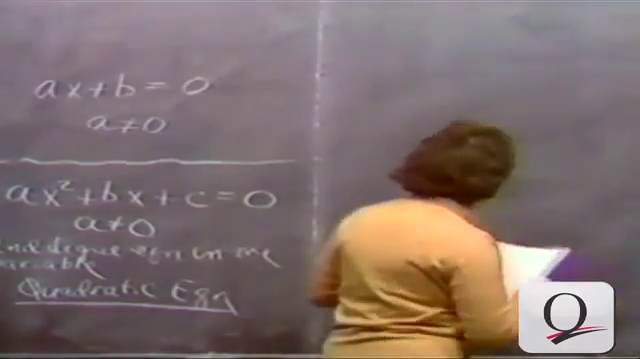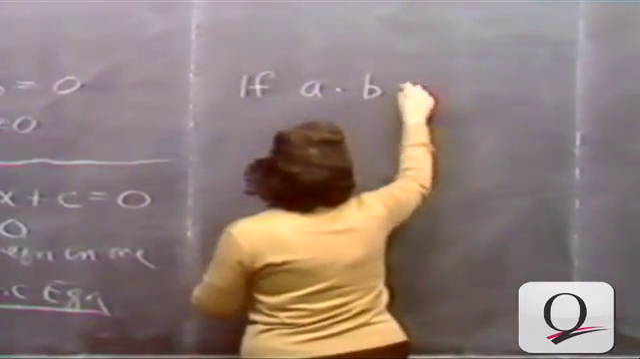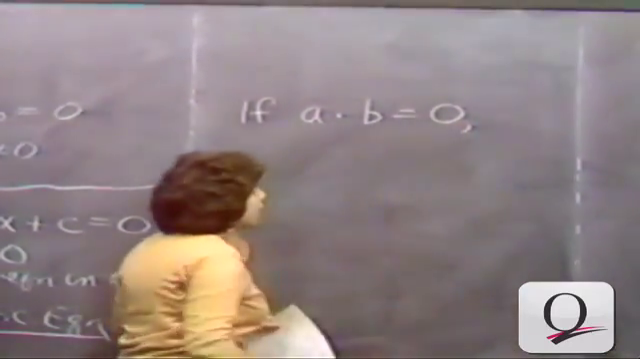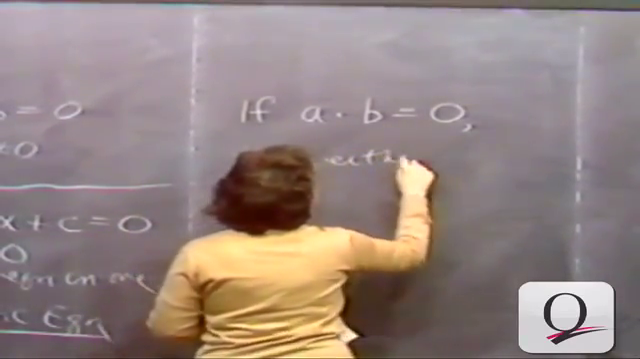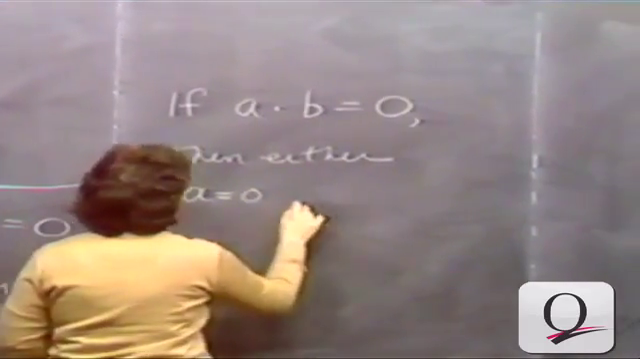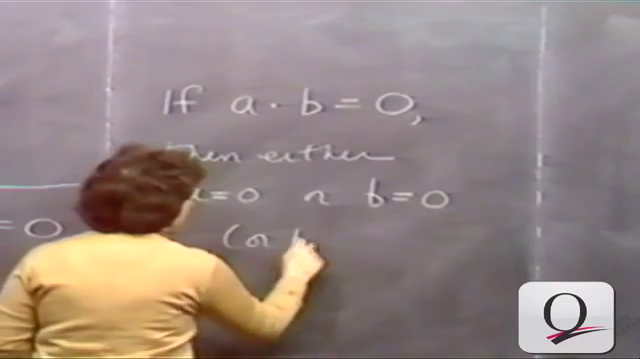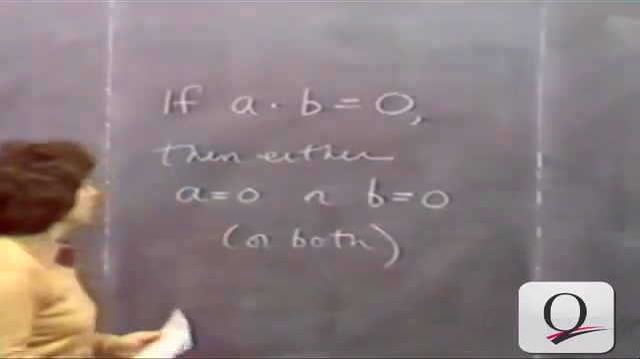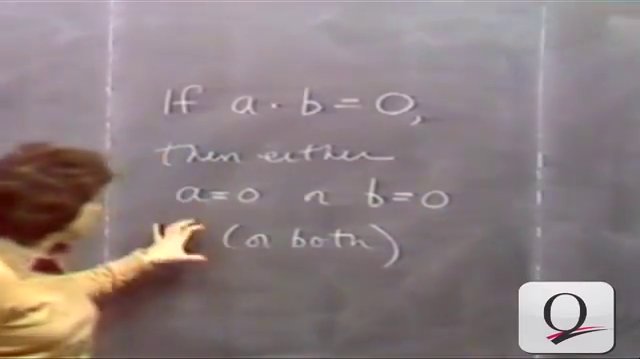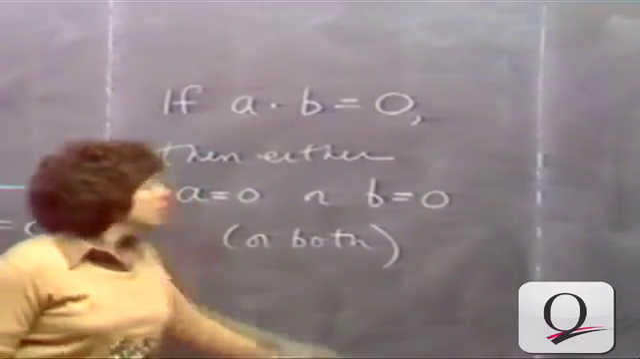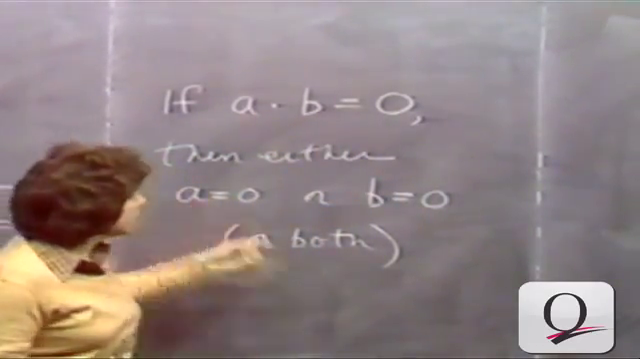Let's write this down in symbols. If the product of two numbers equals 0, if ab equals 0, once again, a and b here are real numbers, then either a equals 0 or b equals 0, or both. This either a equals 0 or b equals 0 allows the possibility that both are equal to 0. It says, if the product of two numbers is equal to 0, then at least one of the numbers is equal to 0.